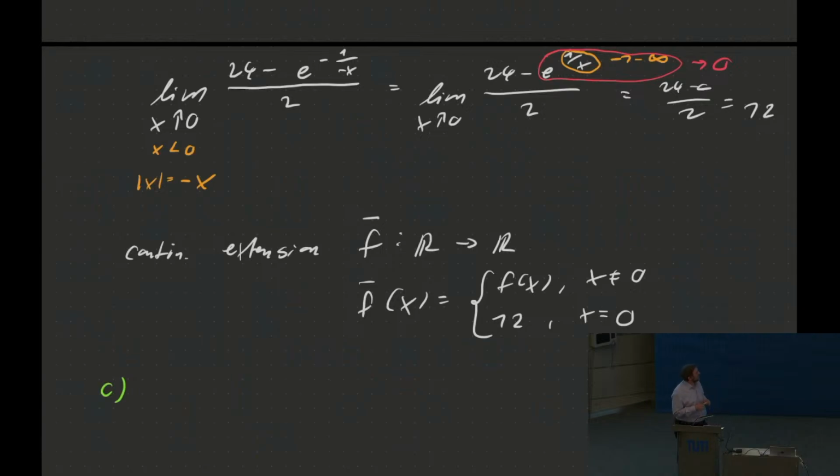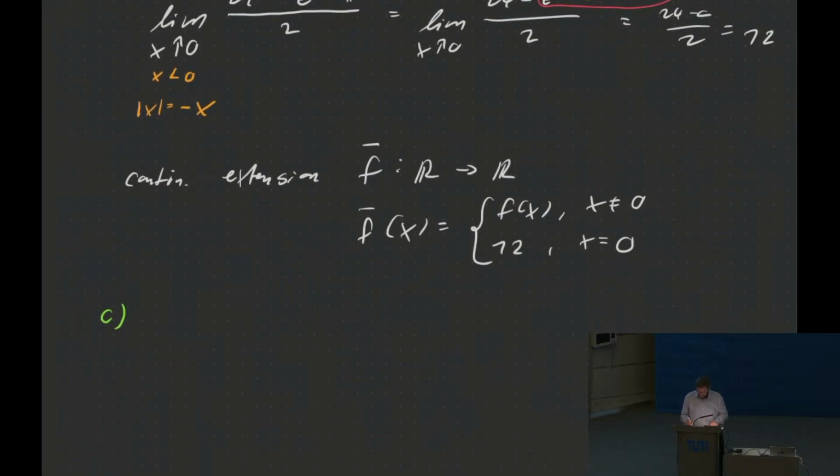Part C, determine the image of f. Well, in this case, we have to make an argument that's just a little more involved. We do know one function value so far. We do know that value of 12 at the point 0, right? So f at 0 is 12. Let me again write down the term for f so I can point to that. 24 minus e to the power of minus 1 over absolute value of x over 2.